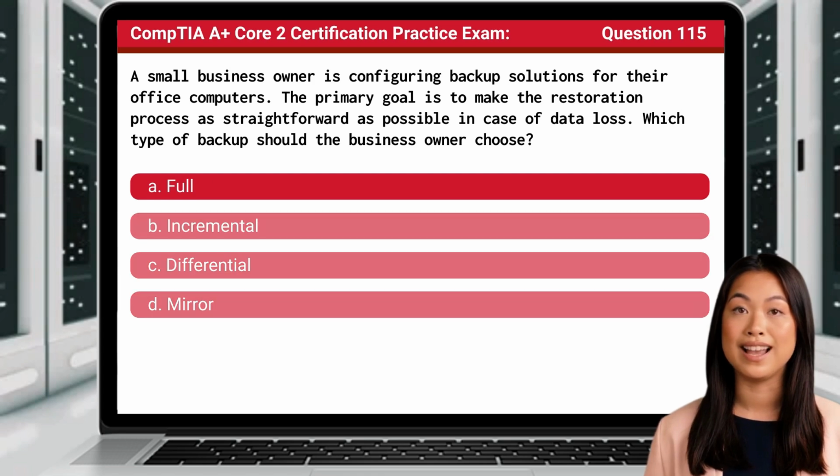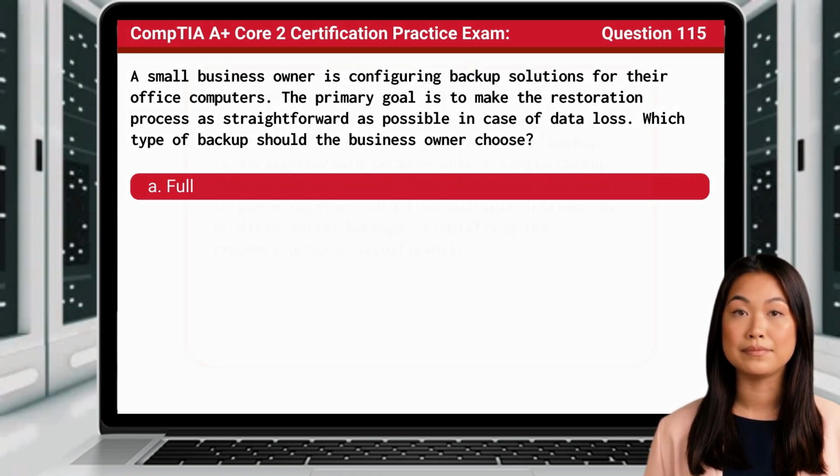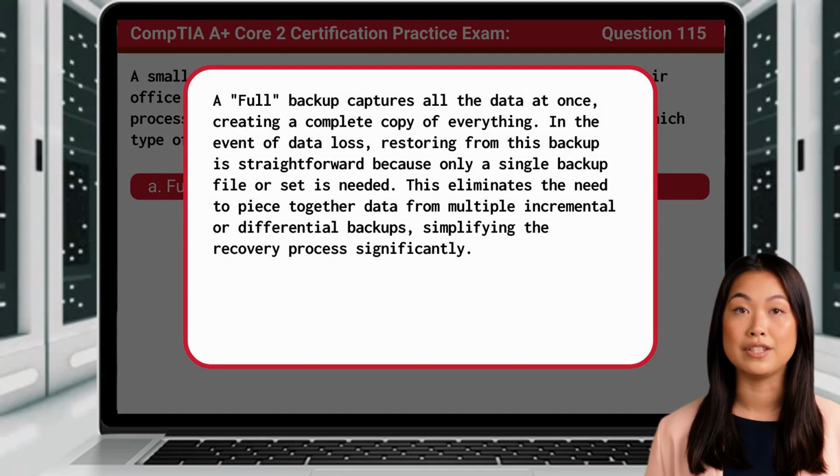The answer is A. Full. A full backup captures all the data at once, creating a complete copy of everything. In the event of data loss, restoring from this backup is straightforward because only a single backup file or set is needed. This eliminates the need to piece together data from multiple incremental or differential backups, simplifying the recovery process significantly.